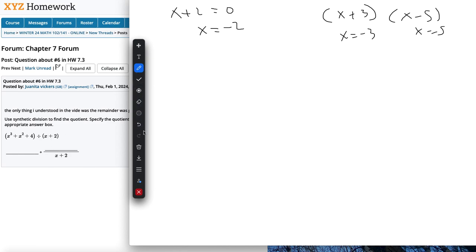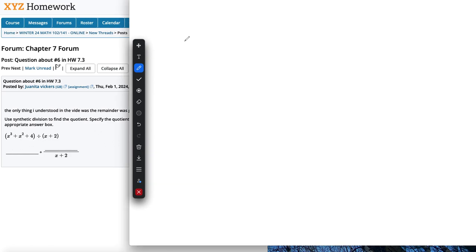So let me go ahead and clear all that. We do a negative 2 on the outside, and then we set up all our coefficients on the inside. We have x cubed, and it's a 1x cubed, so I'm just going to put the 1 there for the x cubed. We have a 1x squared. We do not have an x term, so I'm going to put a 0 there as a placeholder, and then we have a 4. So x cubed, x squared, linear term x, and then the constant.